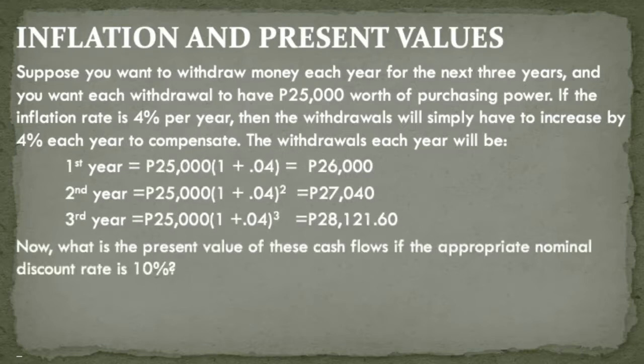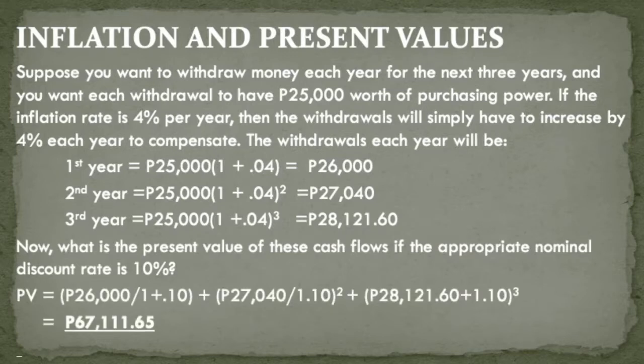Now, what is the present value of this cash flow if the approximate nominal discount rate is 10%? To determine the present value, we will divide the yearly withdrawals by 1.10 for each year, then add them all so we can get the present value of $67,111.65.